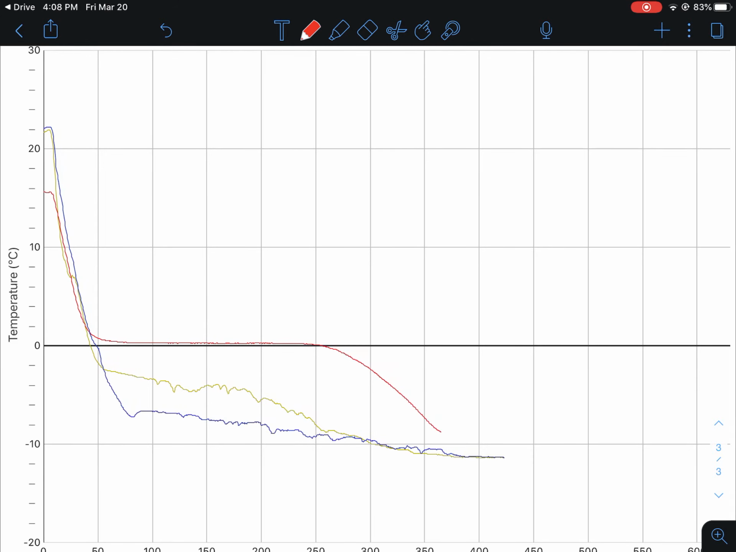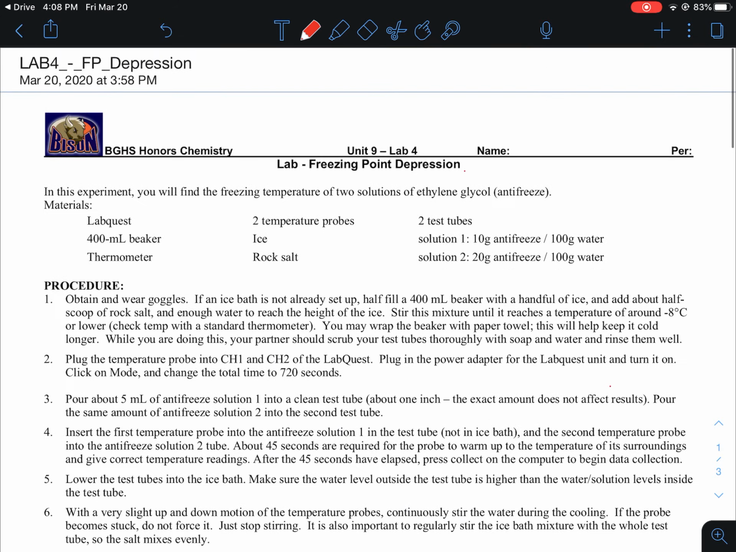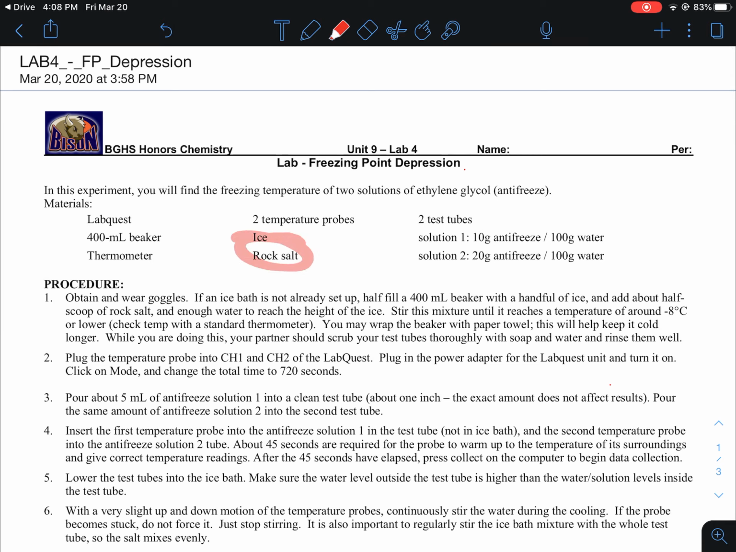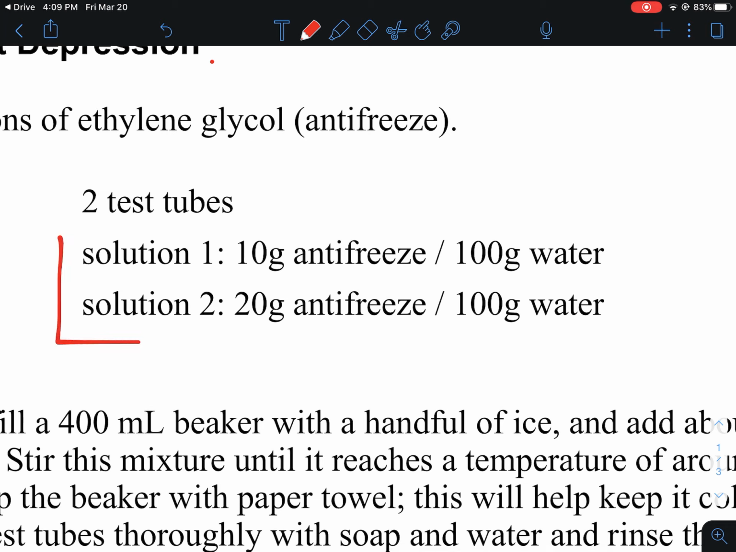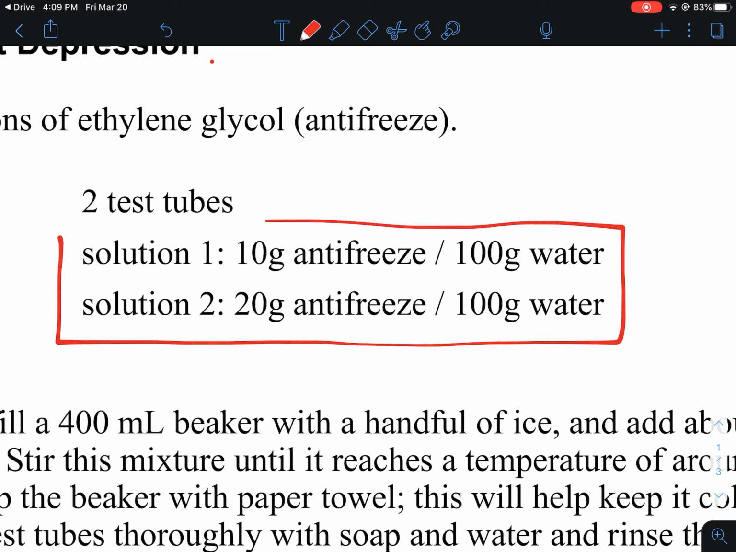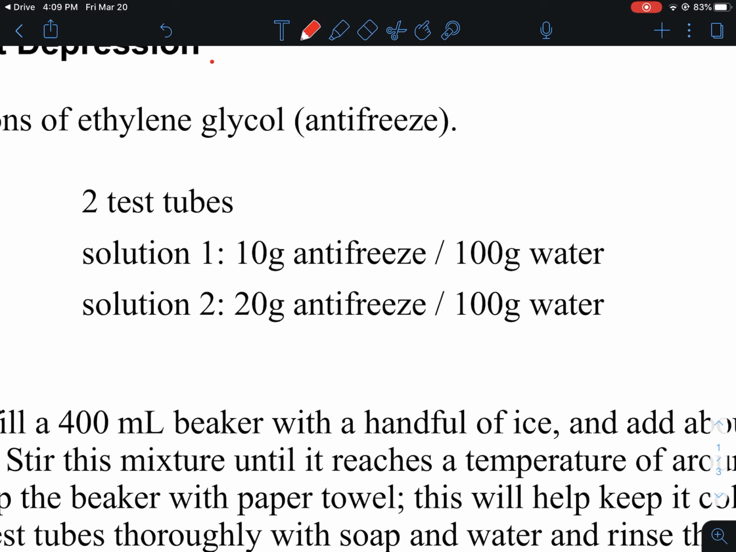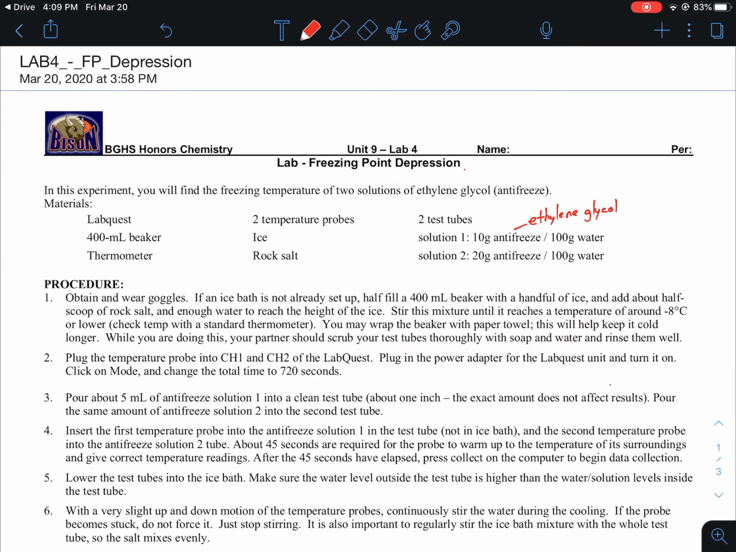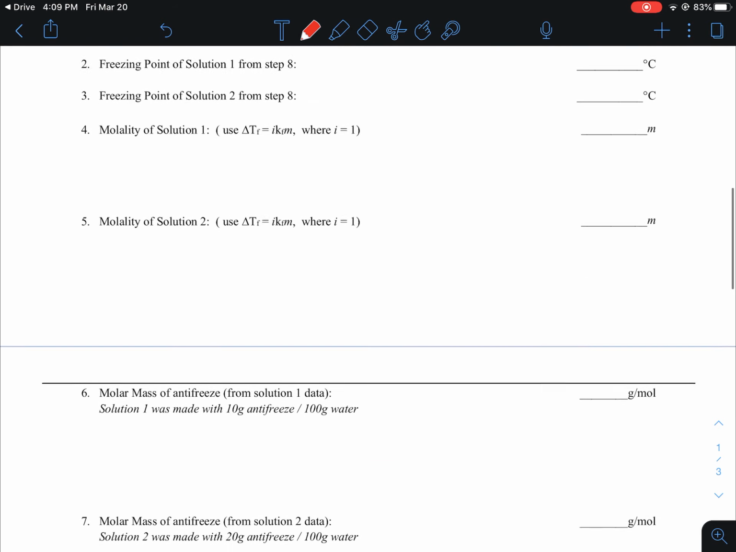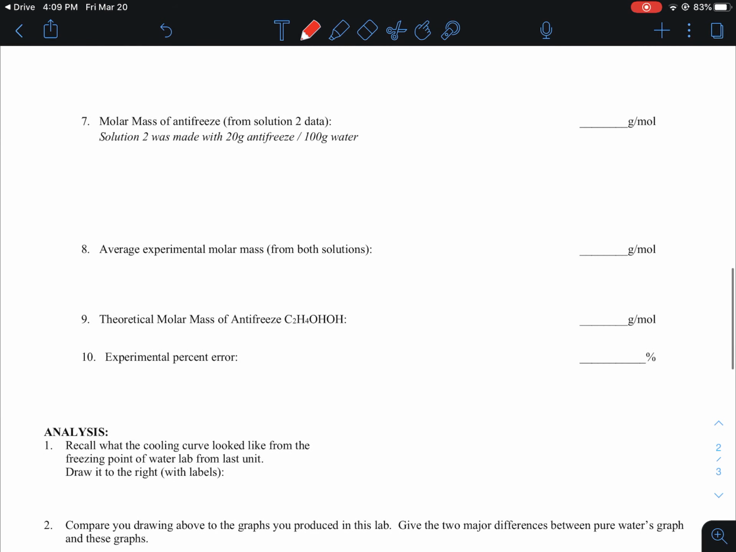We're going to be doing two different solutions. Simultaneously, in the same salt ice bath as before, we would be cooling down two different solutions. The solutions are clearly labeled in the lab, solution 1 and solution 2, and it shows you how they're made. Antifreeze is something called ethylene glycol, and it is outlined in the lab for you. It gives you the chemical structure of ethylene glycol down here.